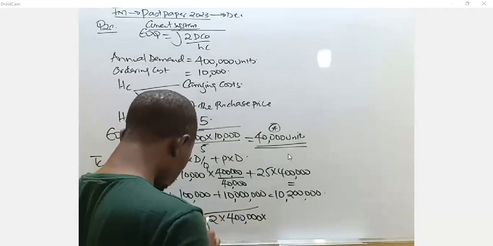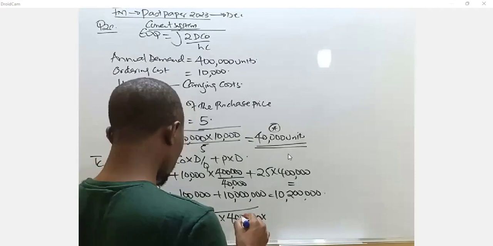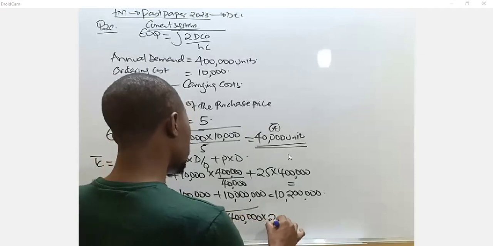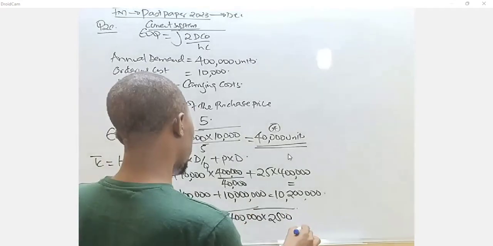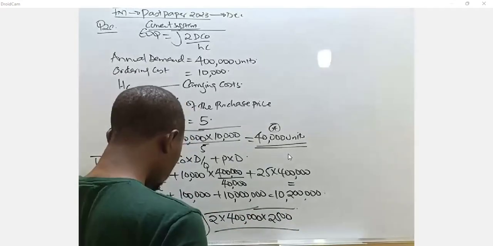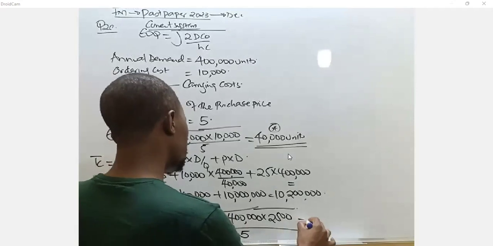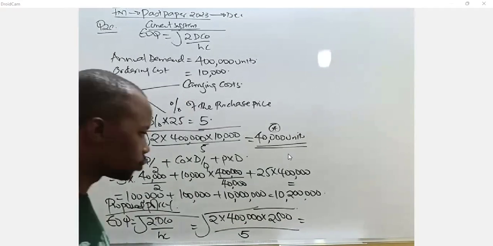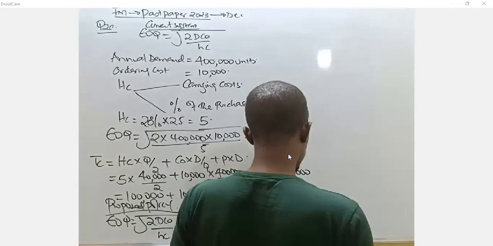We multiply it with the ordering cost, which we have been given as 2,500, right? Then we divide it by 5. So how much is this? In this case, it will be 2 times 400,000 times 2,500 divided by 5, getting around 20,000 units.